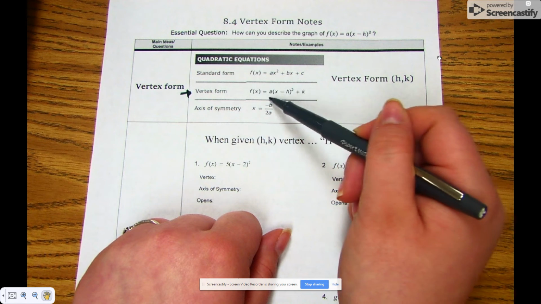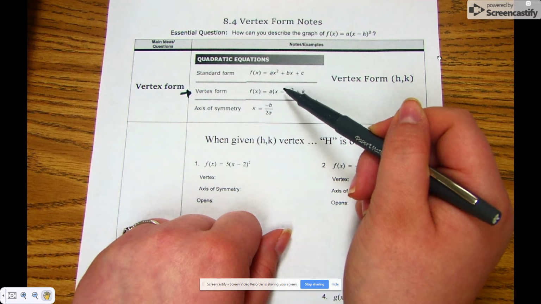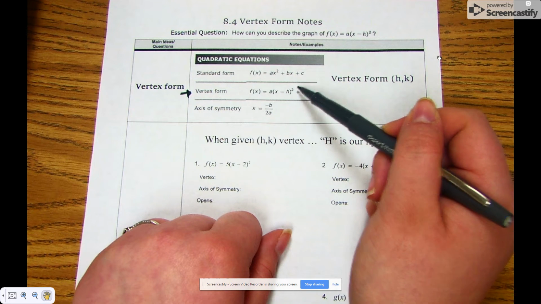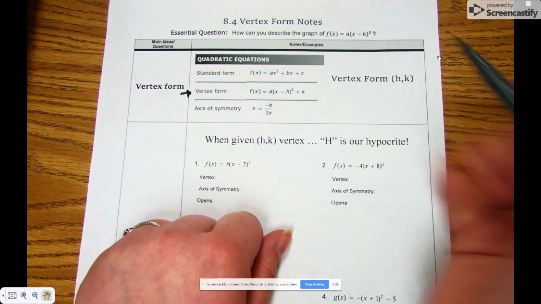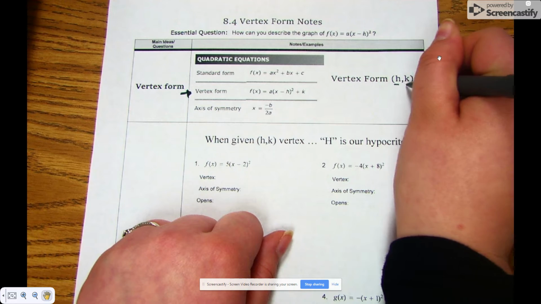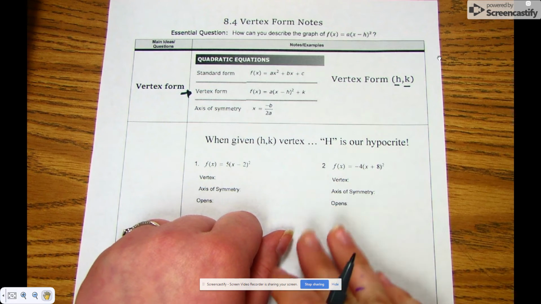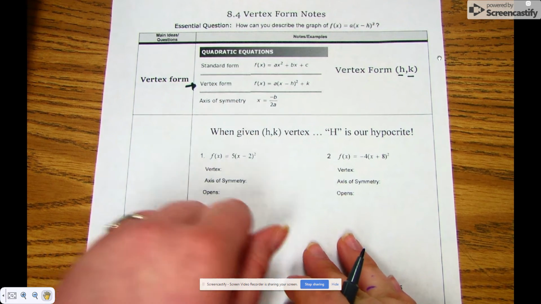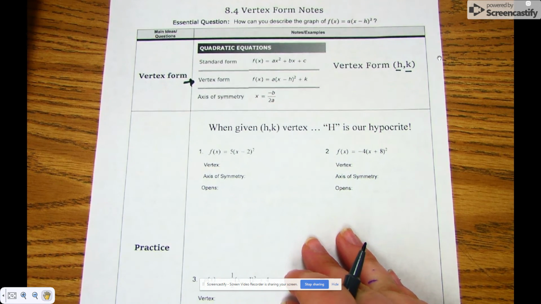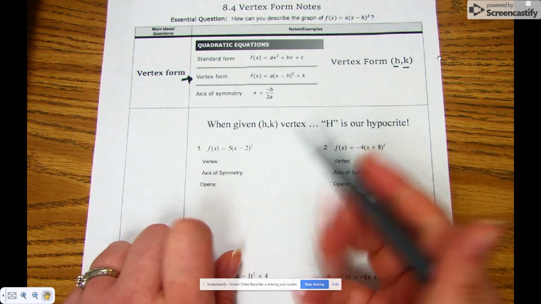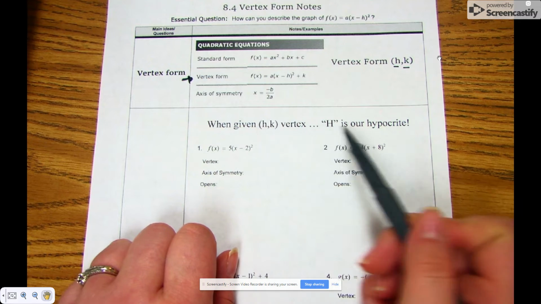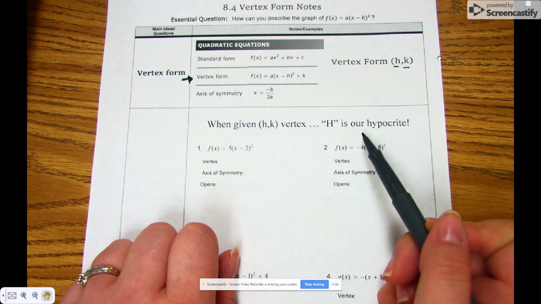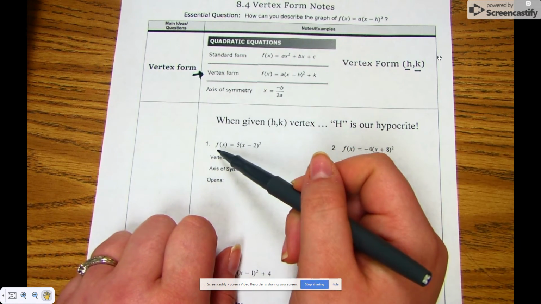It says f of x equals a, parentheses means times, x minus h squared plus k. And it tells us the vertex is h comma k. And this is how we can very easily find our vertex if the equation is in vertex form. So for example, it says when given h comma k, vertex h is our hypocrite. And we'll talk about that in a second. But first, let's look at number one.